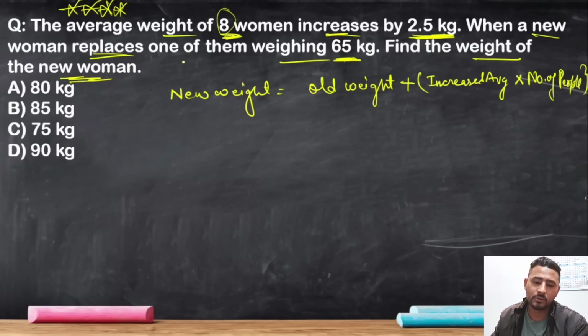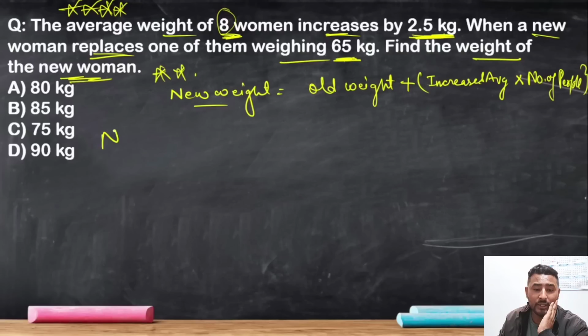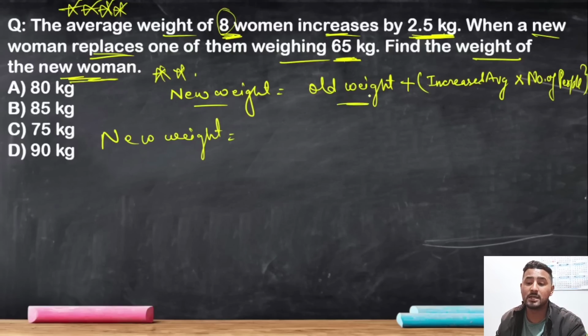So this is very important. Use this formula. Let's see now, we need to find the new weight, right? Our old weight is how much? One of them is weighing 65. You should remember, if one weighs 65, the average weight is a central value, so it should be 65 only. We should expect 65 for everyone. So the old weight will be 65.